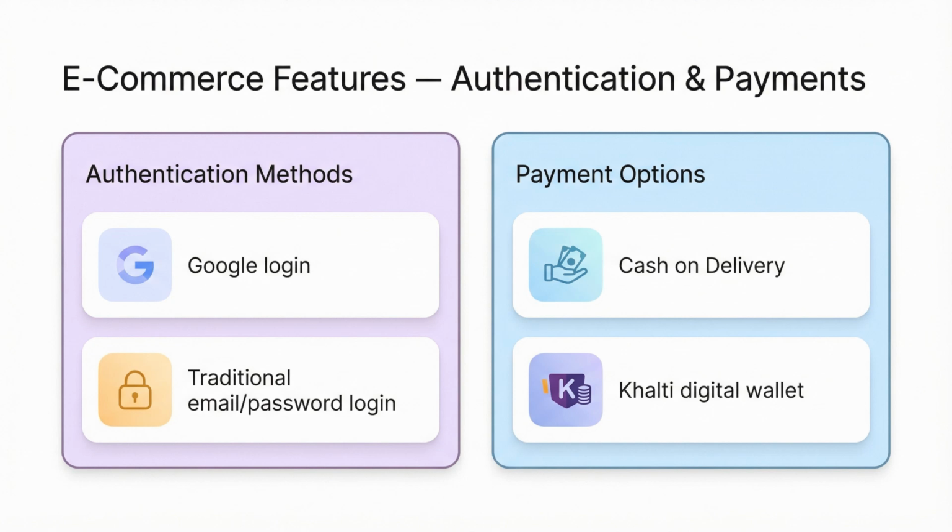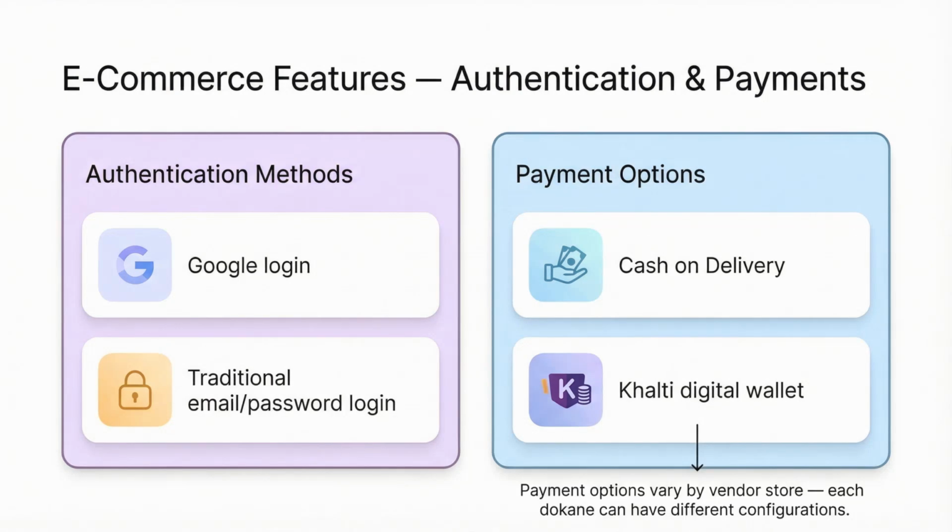On the payment side, the platform supports cash on delivery as a baseline, and Kalti, a popular Nepali digital wallet, is also integrated as an option, depending on the store setup. What's interesting about the payment configuration is that it's vendor-specific. One store might only support cash on delivery, while another might have Kalti enabled. This reflects how real-world multi-vendor platforms work. Each seller can have their own setup. You'll learn how to architect this flexibility directly into the system.